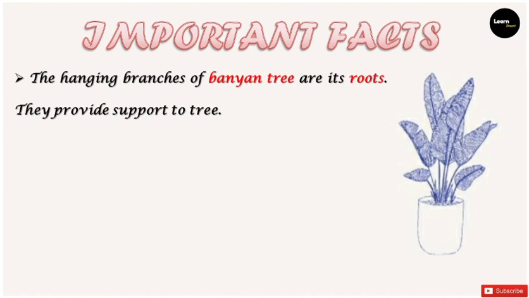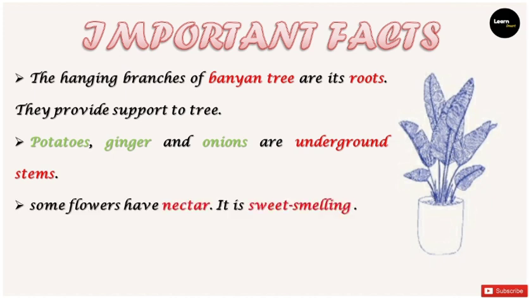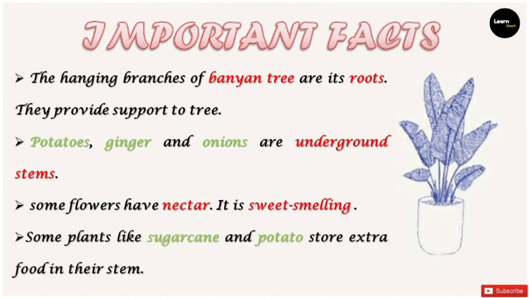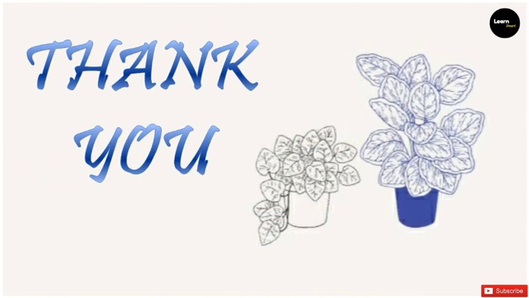Important facts. The hanging branches of a banyan tree are its roots. They provide support to the tree. Potatoes, ginger and onions are underground stems. Some flowers have nectar. It is sweet smelling. Some plants like sugarcane and potato store extra food in their stem.